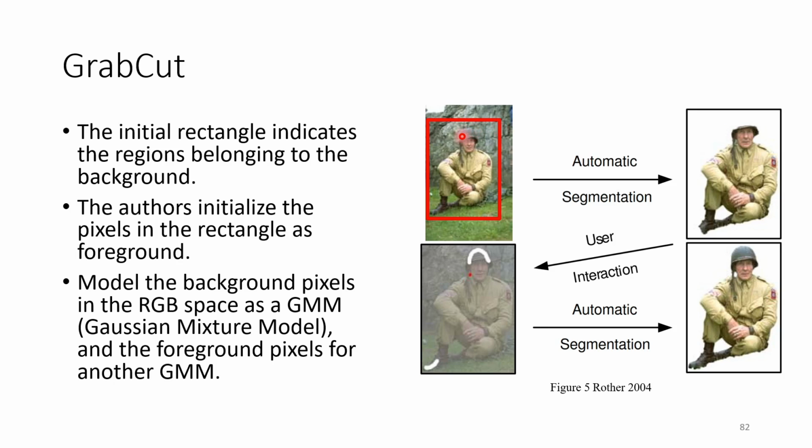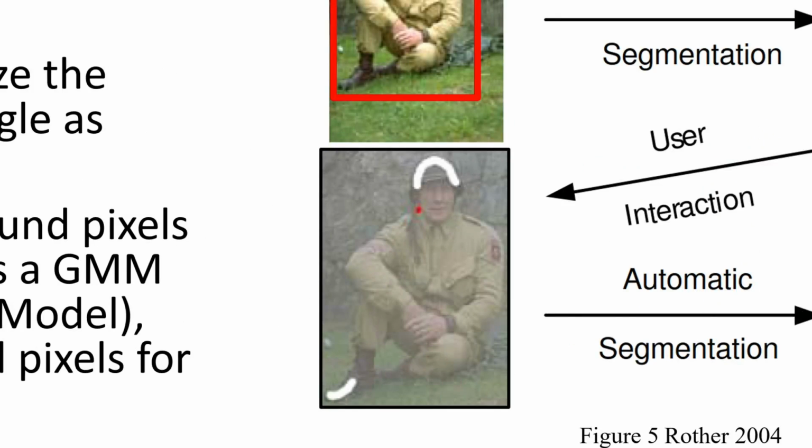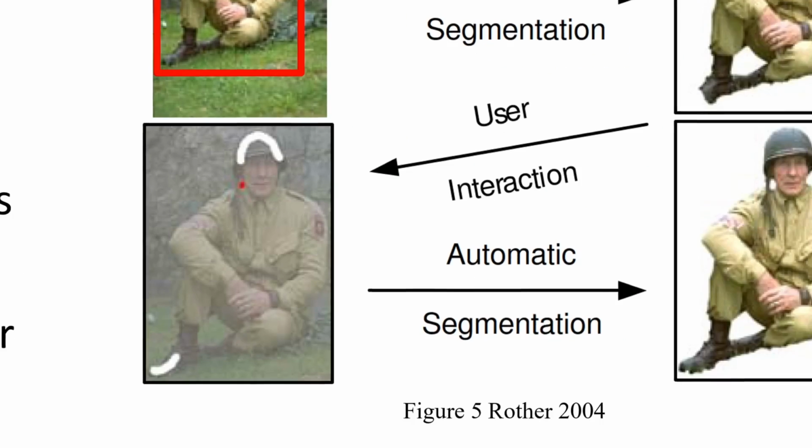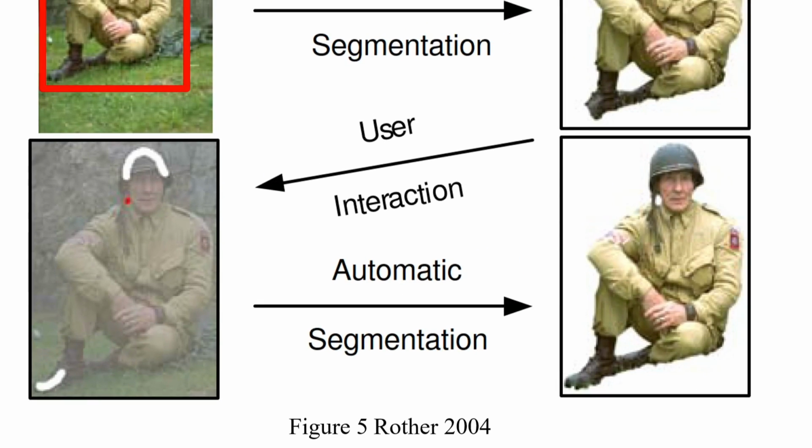But for the helmet, because the color of the helmet is very similar to the rock in the background, it will think this is background. And for the shoe here, because the shoe is very similar to some shadow, you do not see the shoe in the automatic result. So it will use some user interaction. The white scribble means this is foreground, and the red point means it is background, meaning remove it. Then with the interaction, you will generate a better segmentation like this.